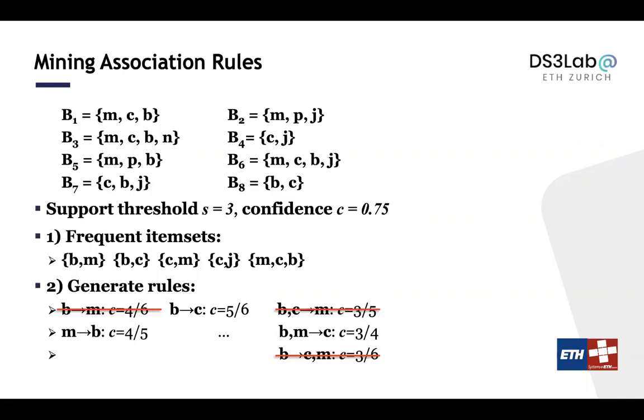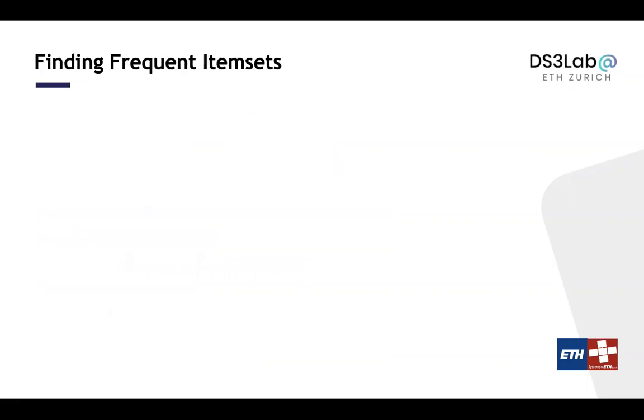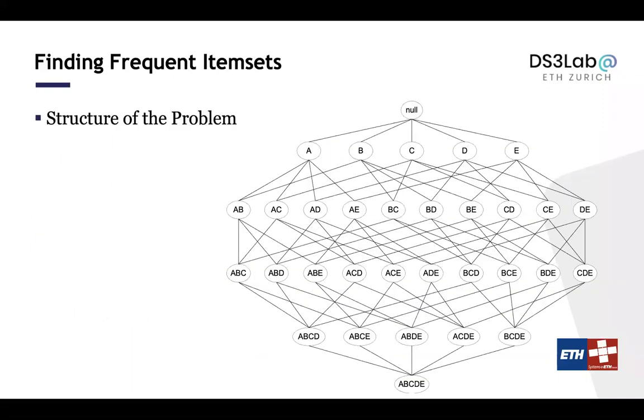So as you can see, the core part is to find frequent item sets. That is step number 1, because once you have step number 1, step number 2 will be relatively simple to do. So how can we find frequent item sets? That's actually very interesting. The structure of the problem is going to look like a lattice. Assuming you have 5 items in your database, you can have an item set that's empty, containing nothing, and one item set containing everything, A, B, C, D, and then you have all the subsets in between.